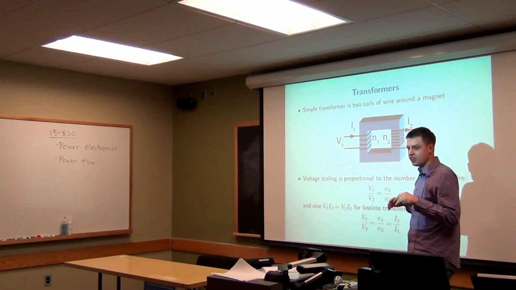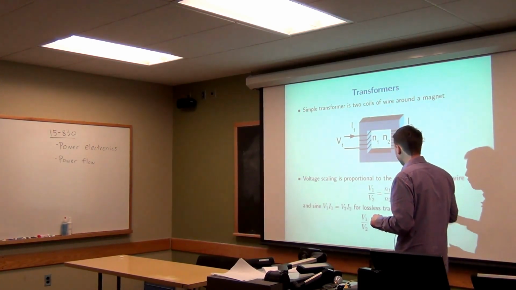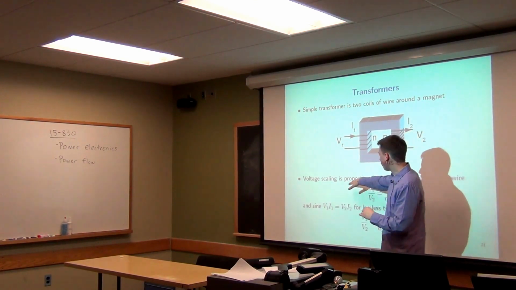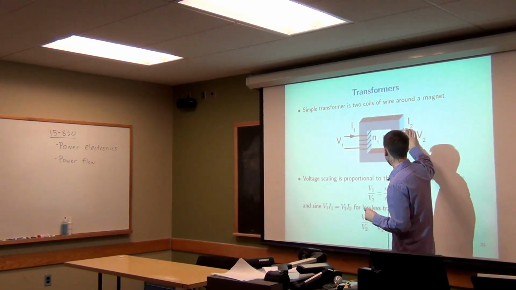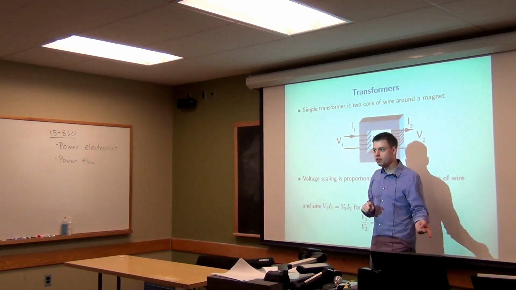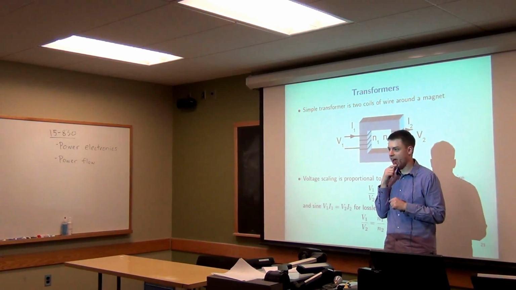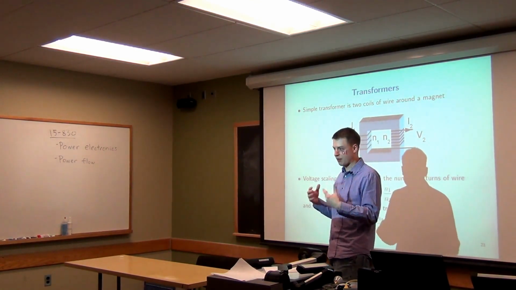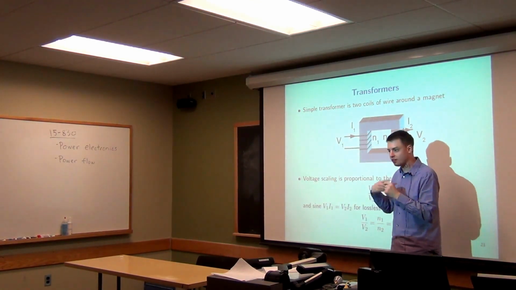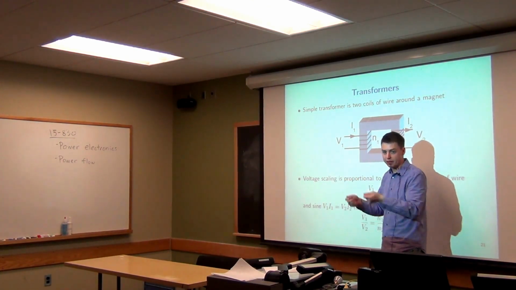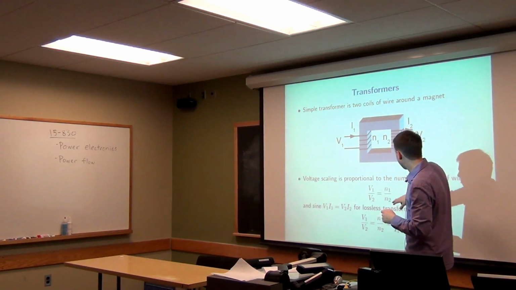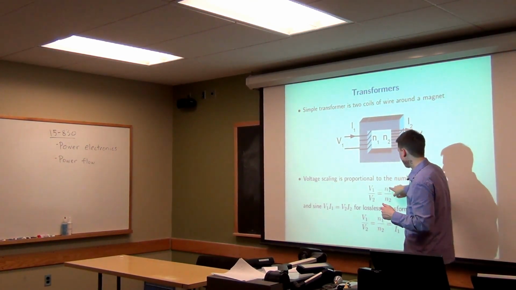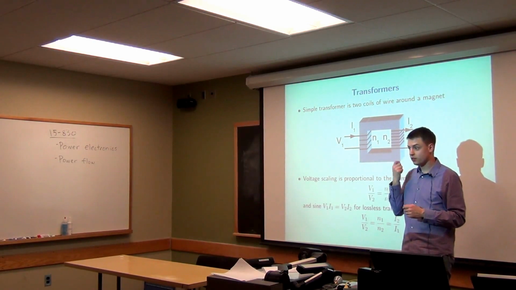The important thing is that the voltage and current scale in the same manner, but what I write here is that the voltage scaling, how the voltage in these wires changes, is proportional to the number of loops around the magnet. If you have more loops of wire around the same magnetic field, that'll create a higher voltage coming out. So the ratio of the input voltage to the output voltage is going to be equal to the ratio of the number of turns around this magnet of each wire.